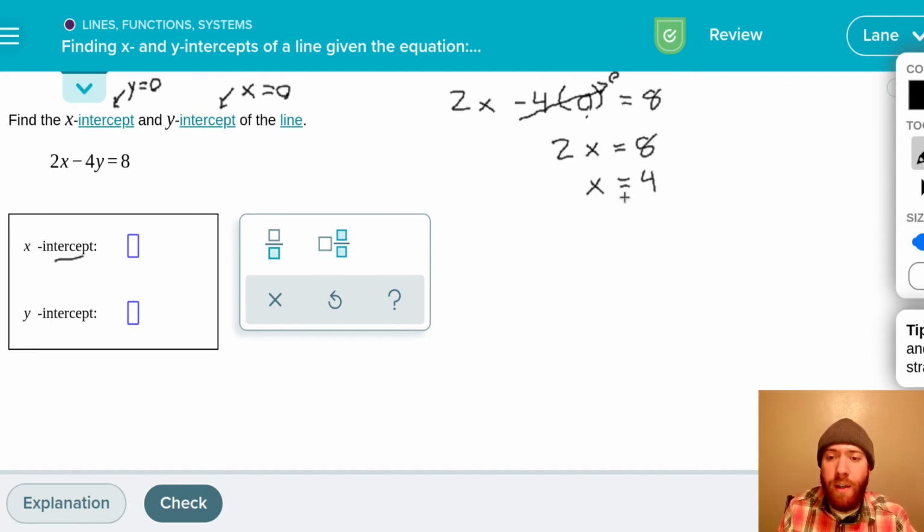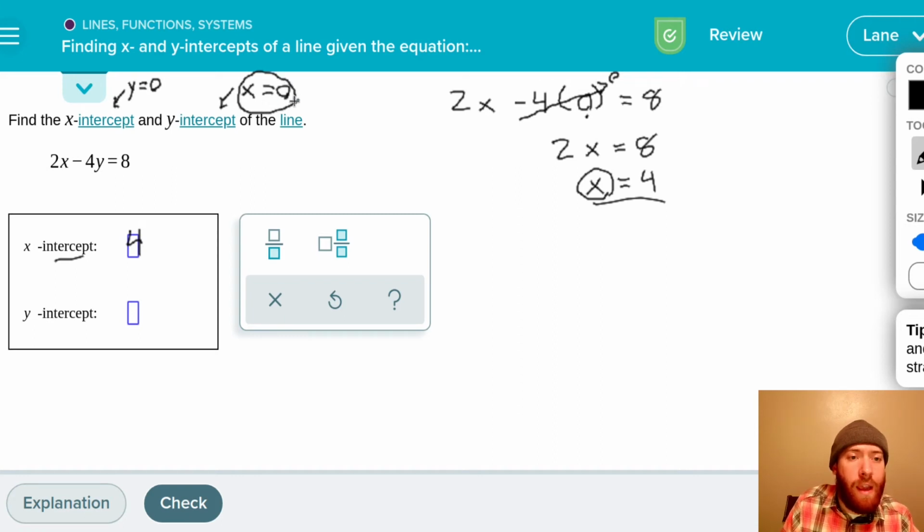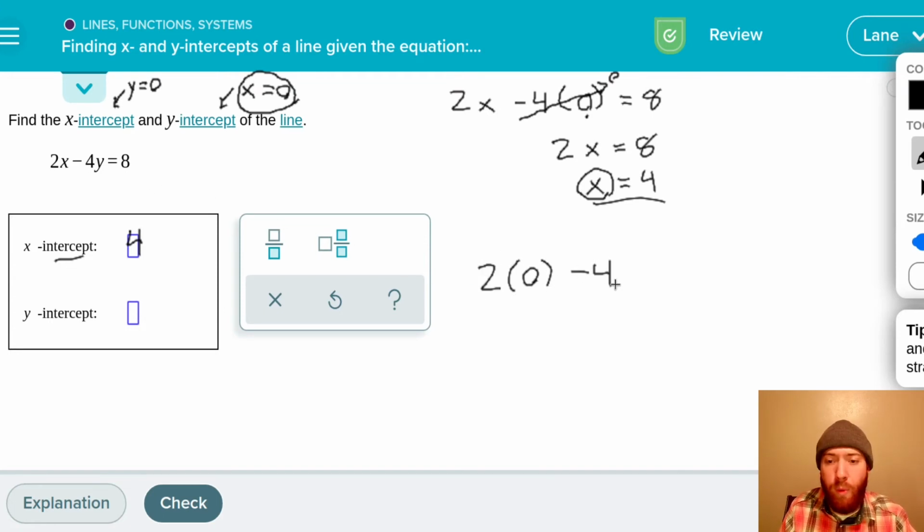So this is our x-intercept. We replaced the y by a 0 to find it. And the equation that we ended up with, x equals 4, reminds us again that this is the x-intercept. So for the x-intercept, we are going to write 4. Okay, for the y-intercept, we are going to replace x with 0 in our equation. So we are going to write 2 times 0 minus 4y equals 8.